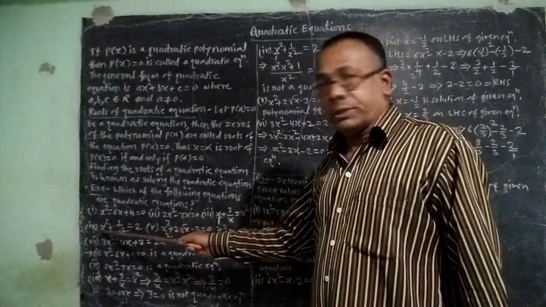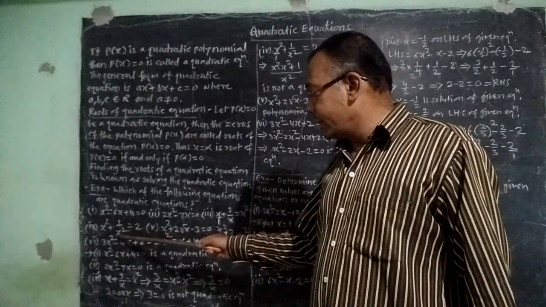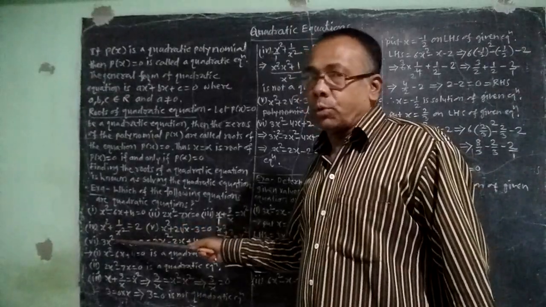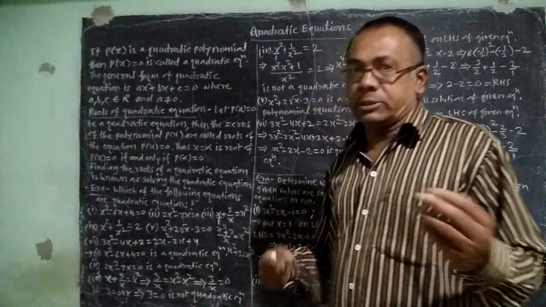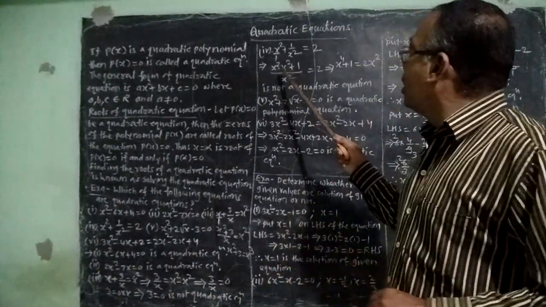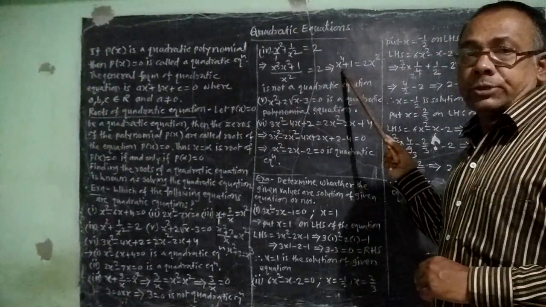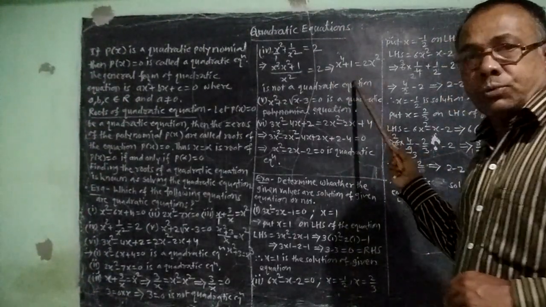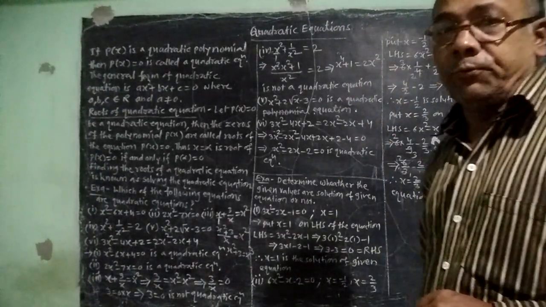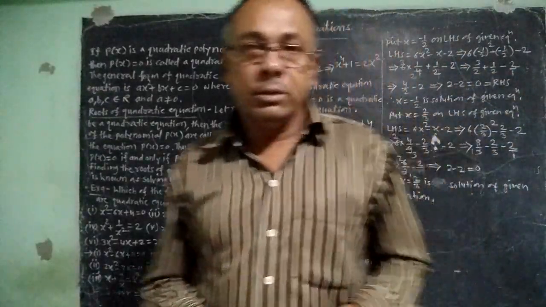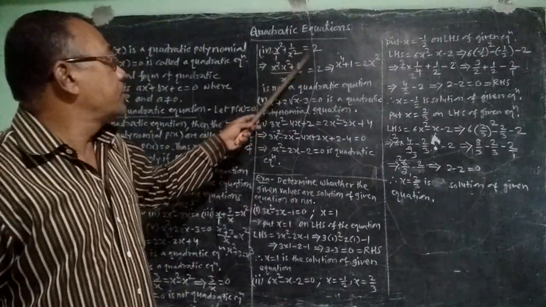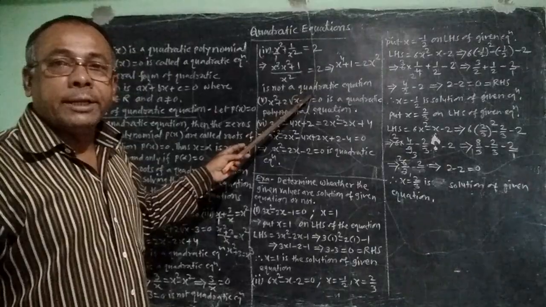Now the fourth equation, x square plus 1 upon x square is equal to 2. The denominator of x square is 1. Again we have to cross multiply. x square into x square will be x raised to 4. We will get x raised to 4 plus 1 is equal to 2x square. But here the highest exponent is 4, and therefore it is not a quadratic equation. Means x square plus 1 upon x square is equal to 2 is not a quadratic equation.